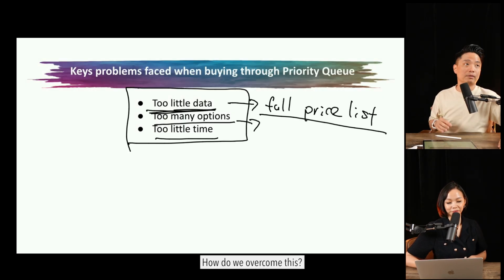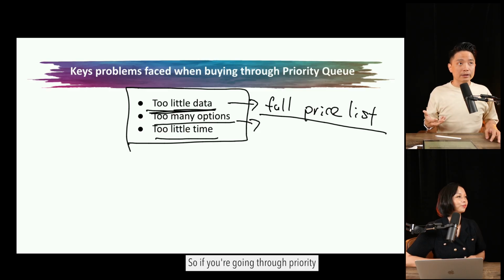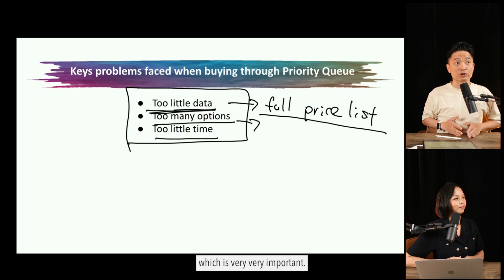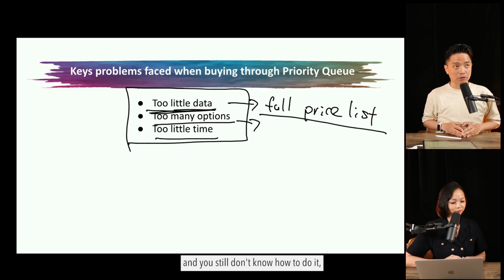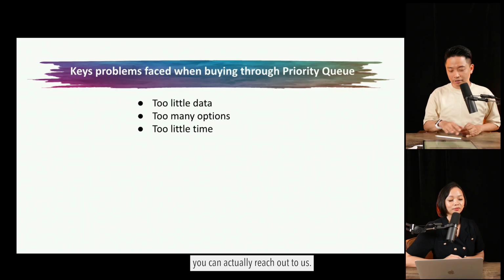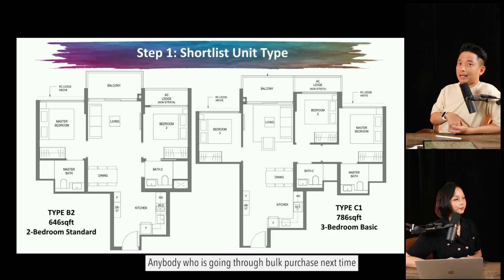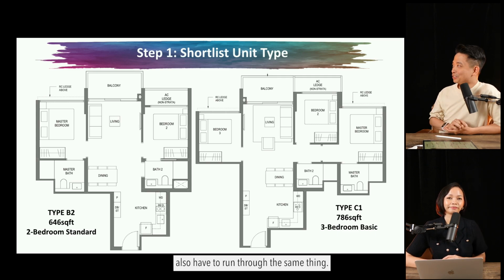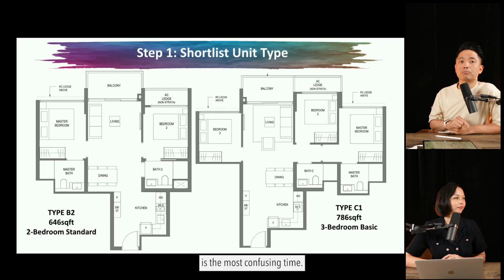How do we overcome this? Today we are going to run through this. If you are going through priority and you do not know how to maneuver yourself, do watch this part of the video, which is very, very important. If you've watched through and you still don't know how to do it, you can reach out to us. So, a step-by-step guide to navigate the priority queue confidently. Anybody who is going through a bulk purchase next time also has to run through the same thing, because usually bulk purchase and priority are the most confusing times.